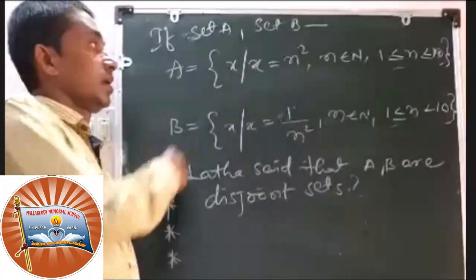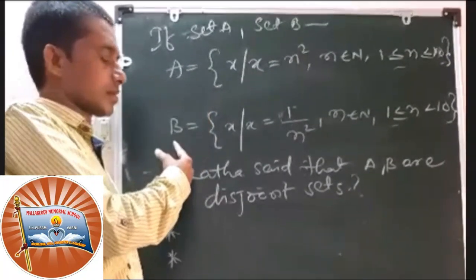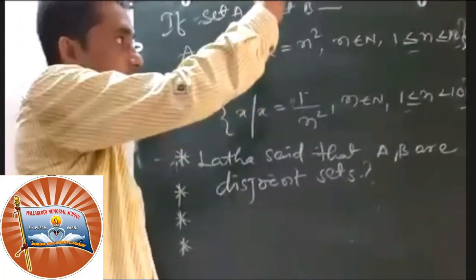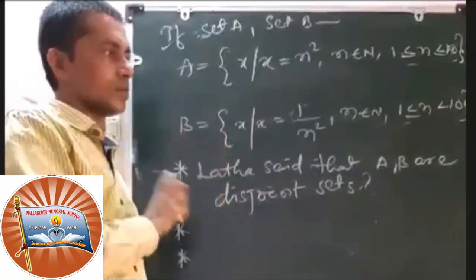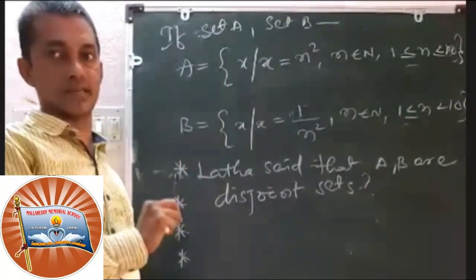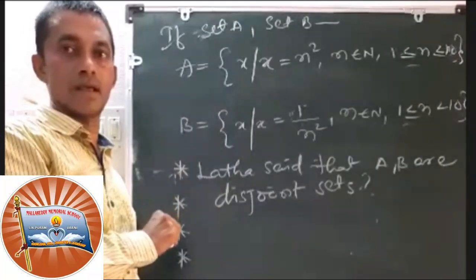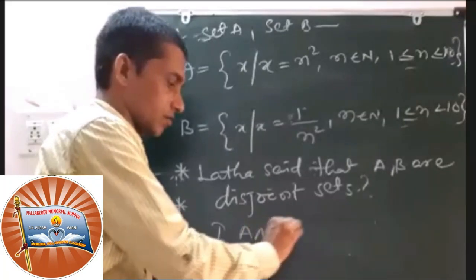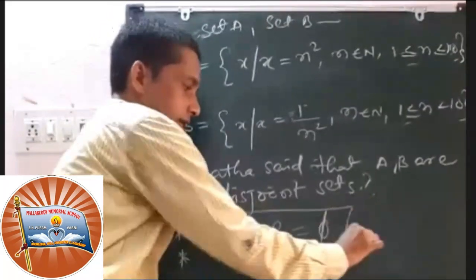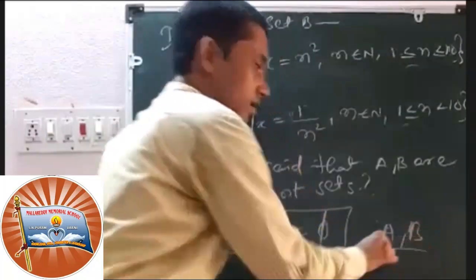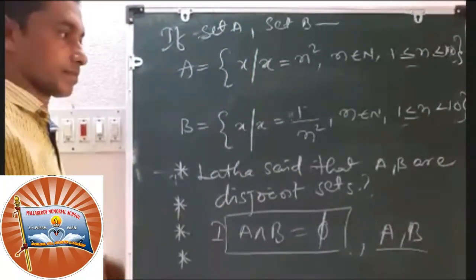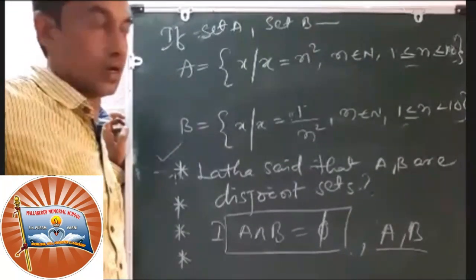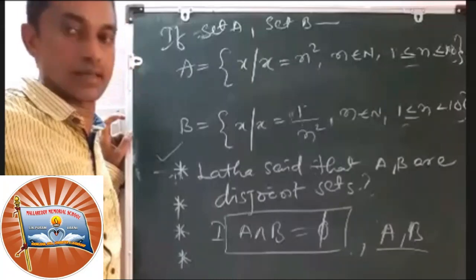What is the question? If A is a set like this and B is a set like this, then Lata said that x is equal to n square and x is equal to 1 by n square, so she thought these are disjoint sets. What do you mean by disjoint sets? Again, it is another concept. If A and B are sets and A intersection B is equal to phi, the null set, then A and B are said to be disjoint sets. Now, can anybody answer whether they are disjoint sets or not?